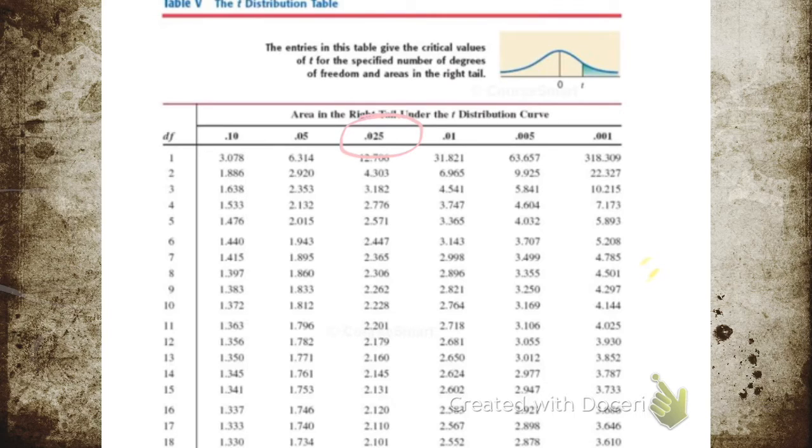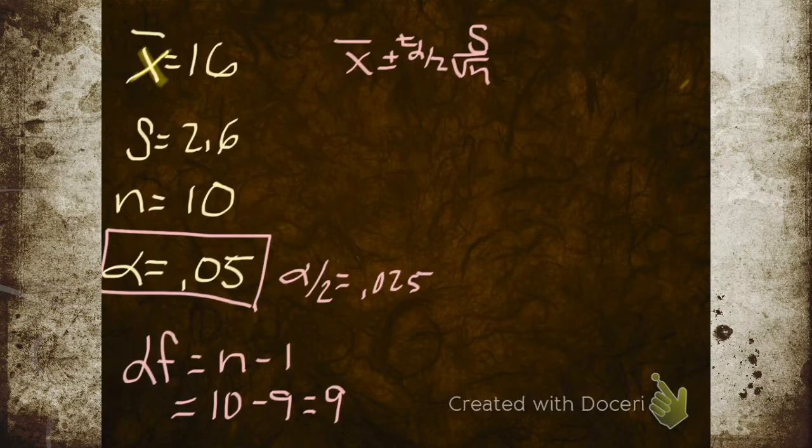Then we're going to go down to degrees of freedom 9, and we're going to see where these overlap. So our t alpha over 2 is going to be that one right there, 2.262. Then we can go back, because now we have our t alpha over 2, 2.262 for our t.